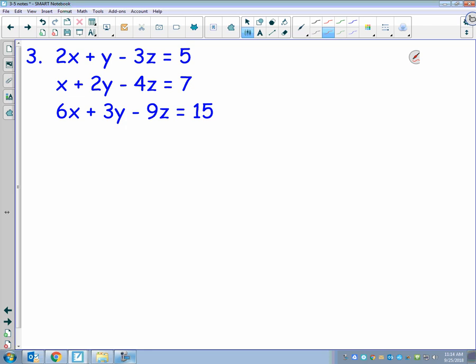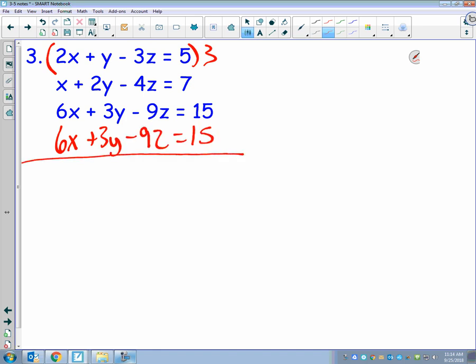But for me, I saw my z's right away, that I could multiply this top equation by 3. And I'm going to write it right underneath this bottom equation. And I would get 6x plus 3y minus 9z equals 15. And notice I kept them, they're the same sign. So in order to eliminate them, that means I have to subtract. So this will become a positive. And I do that every time. It really helps me.